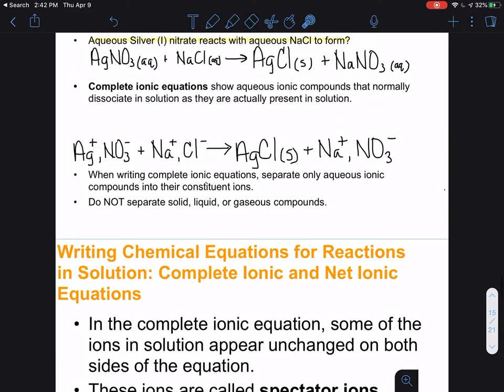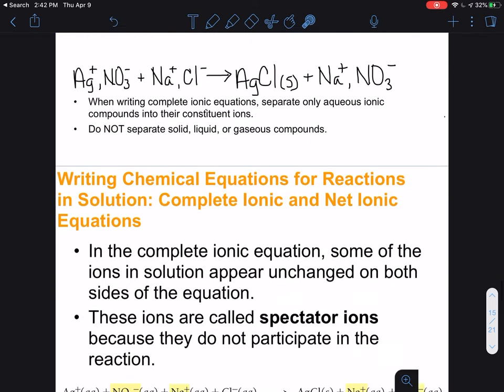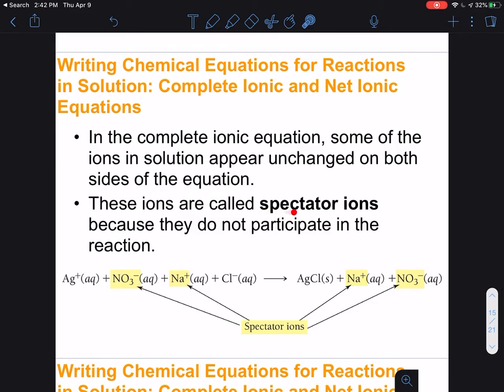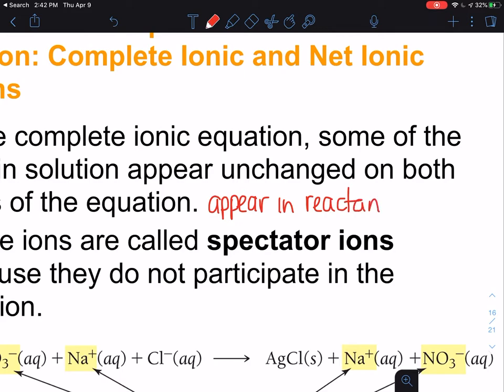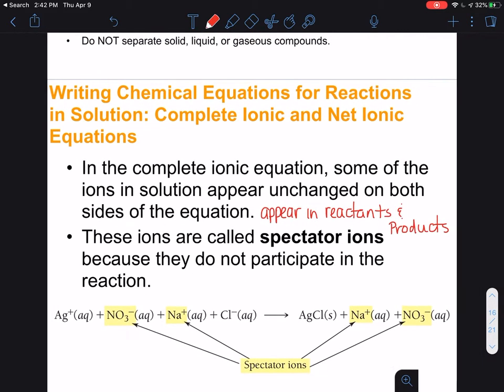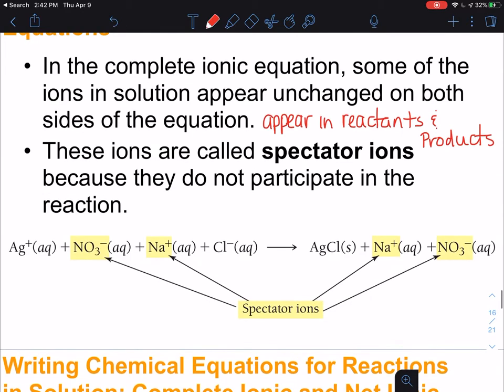Now that we know about complete ionic equations, I can introduce this term spectator ion to you. Spectator ions are ions that appear in the reactants as well as the products.